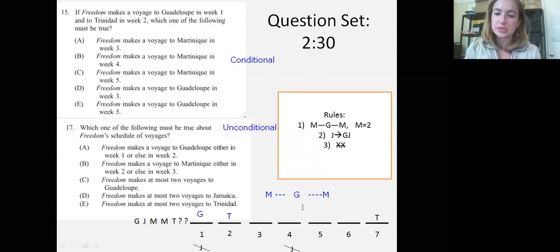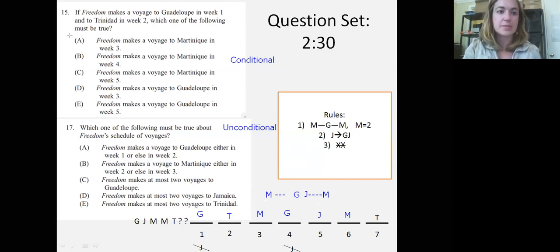And my only option for that is going to be right after this G that's going to get placed on the board. So thinking that through, I have 4 letters that are going to go in 4 spaces. So I actually know exactly where each of those letters is going to go. And when I put those letters down, I have a complete board and I am ready to choose my answer. And the correct answer to number 15 is A.